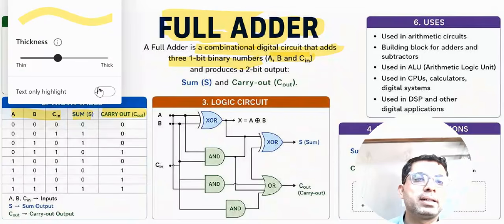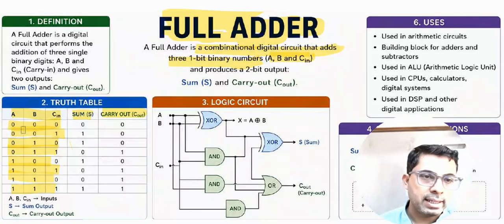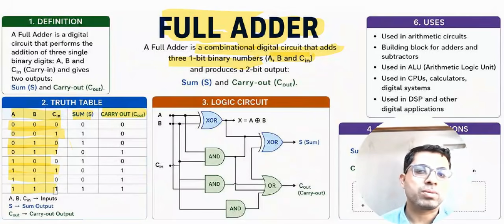A, B and C. Now, if there are 3 inputs, how many possible combinations are there? 8. That is 0 0 0, 0 0 1, 0 1 0, 0 1 1, 1 0 0, 1 0 1, 1 1 0 and 1 1 1. From the student's point of view, how to write it? 4 times 0, 4 times 1. 2 times 0, 2 times 1, 2 times 0, 2 times 1, then 0, 1, 0, 1, 0, 1, 0, 1. Okay, that way also you can write.